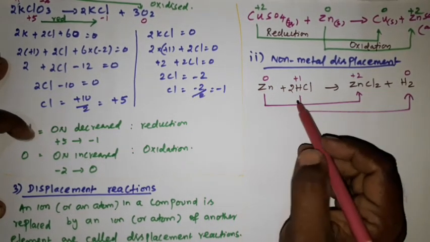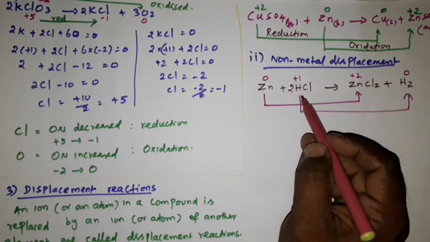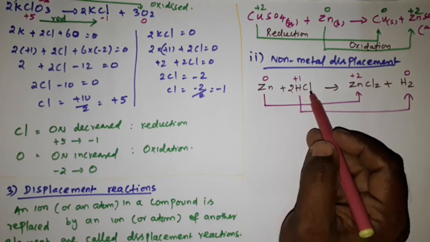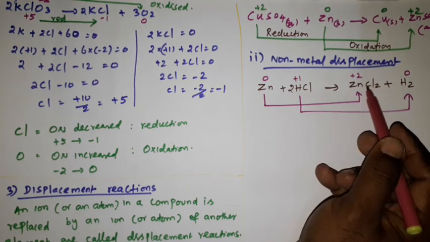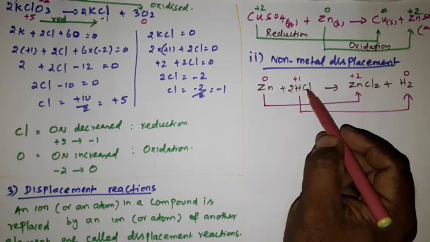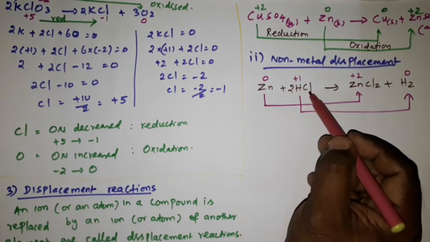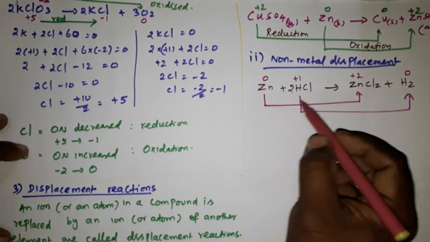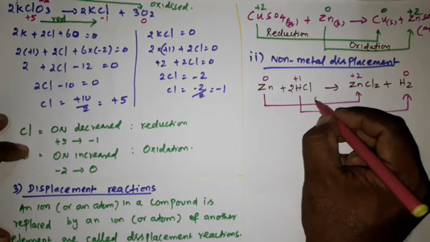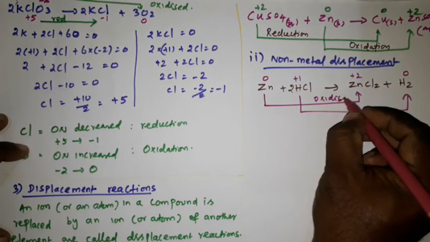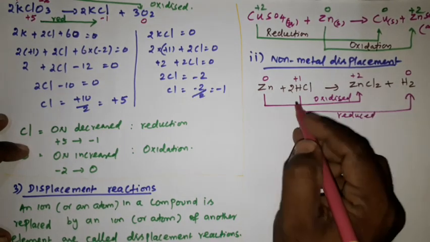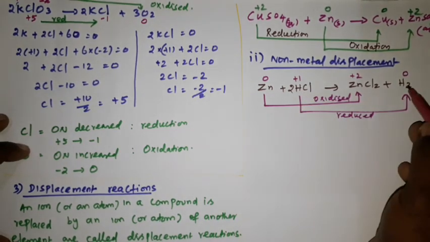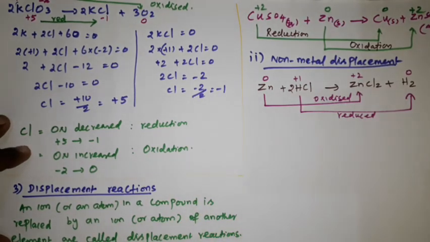This is non-metal displacement. See here, chlorine is displaced from HCl. It is attached with zinc, so it is zinc chloride. So here it is oxidized and here it is reduced. Why? Because the oxidation number decreased here and increased there.